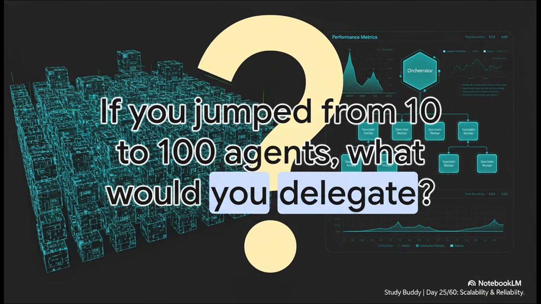So let's make this real for you. I want you to think about your own project right now. If you had to jump from 10 agents to 100 agents tomorrow, what specific tasks would you break apart and delegate? Where are your potential bottlenecks hiding? This is the kind of planning that builds systems that actually last.